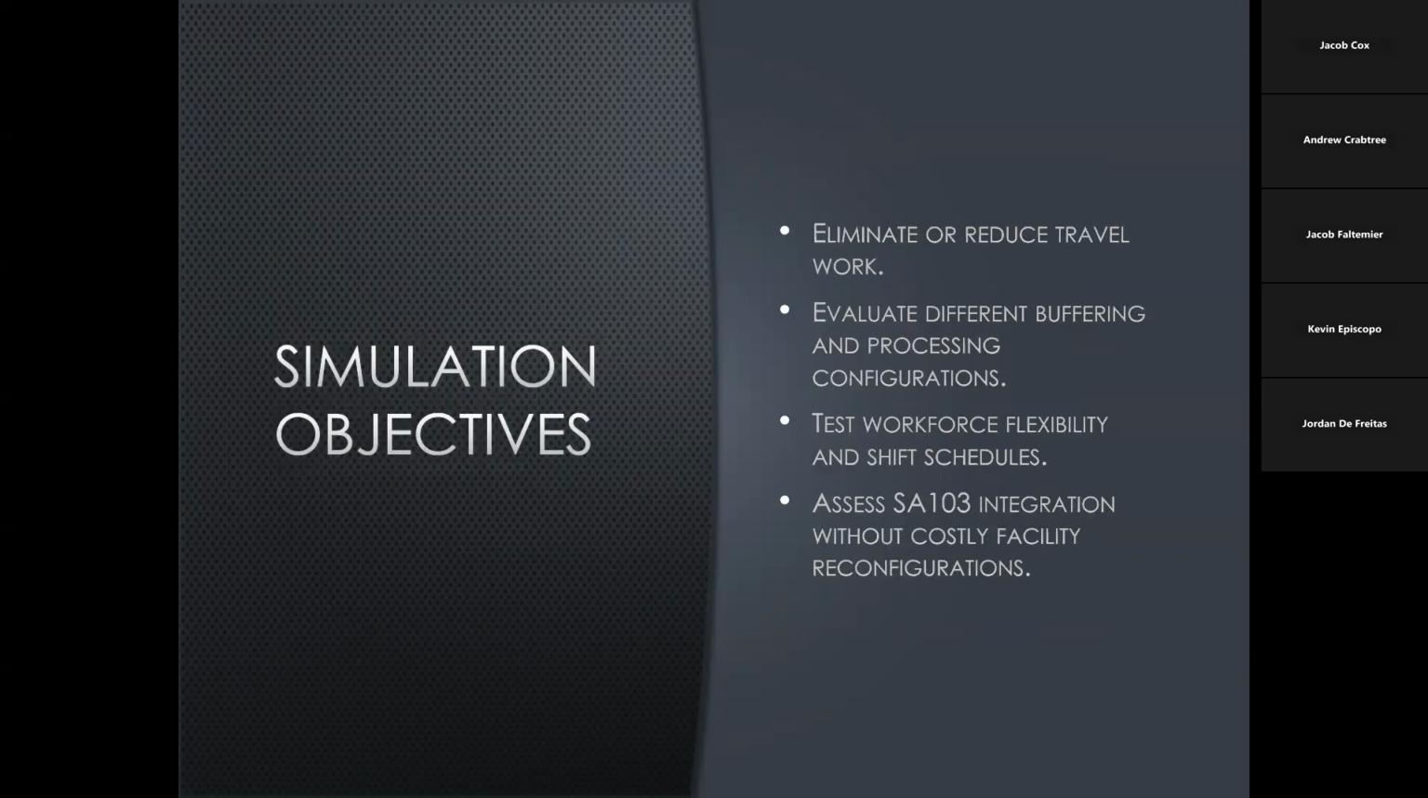Some objectives to consider. We want to definitely look at eliminating or reducing overall travel work. In addition to that, evaluating different buffering and processing configurations, as well as testing workforce flexibility and shift schedules, and overall assessing SA-103 integration without costly facility reconfigurations.